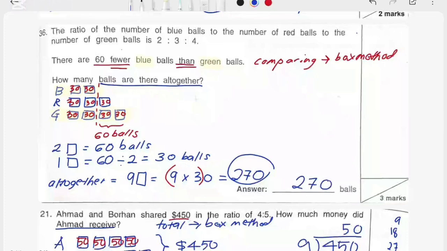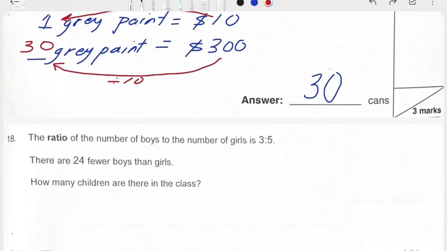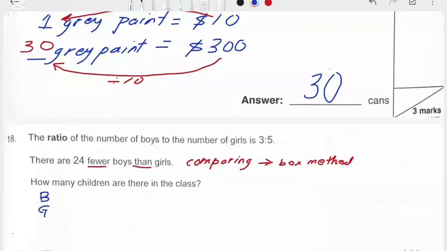Let's look at the next ratio word problem where comparing words are involved. The ratio of the number of boys to the number of girls is 3 to 5. There are 24 fewer boys than girls. Fewer than. We're comparing between the number of boys and girls, so we apply the box method. Let's write down B for boys and G for girls. Let's draw 3 boxes for the boys and 5 boxes for the girls.